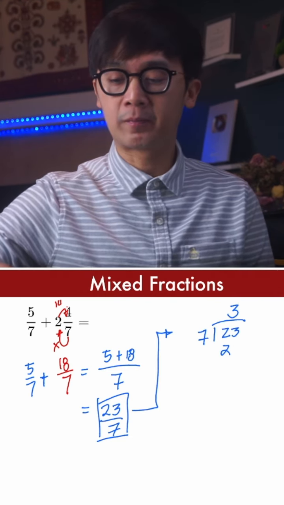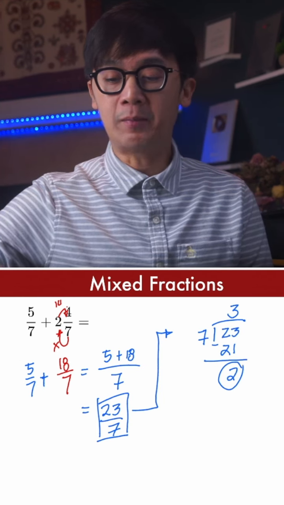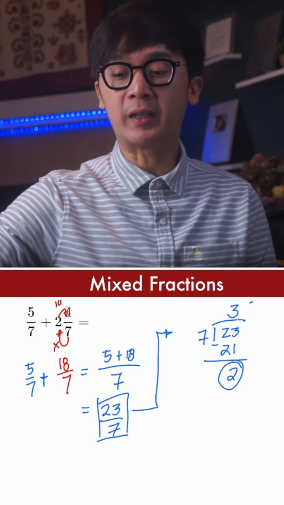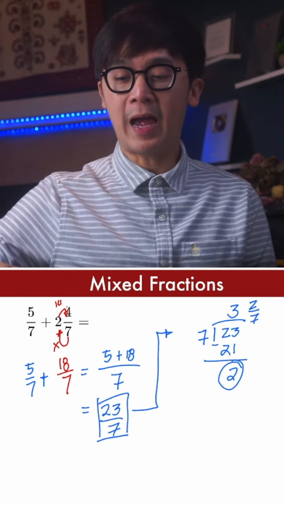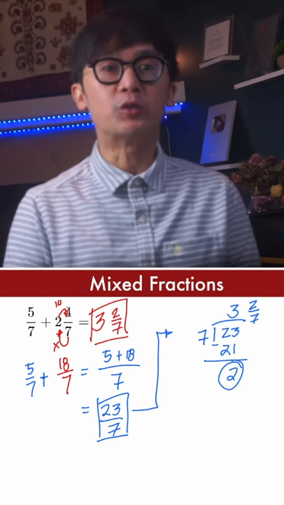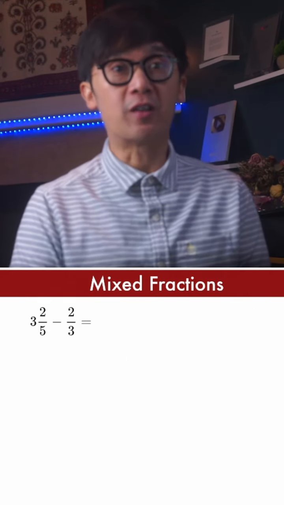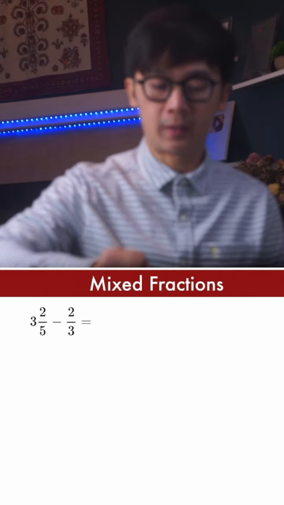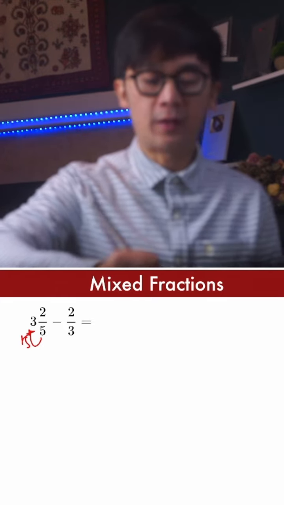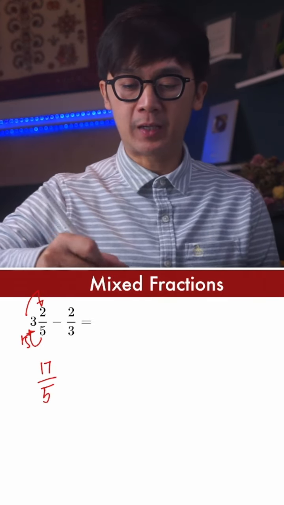So 7 goes to 23 3 times, at meron tayong remainder of 2 at ito ang magiging numerator. So ang ating fraction would be 3 and 2 over 7. Kaya kung meron tayong 3 and 2/5 minus 2/3, convert natin yung ating mixed number into 17 over 5.